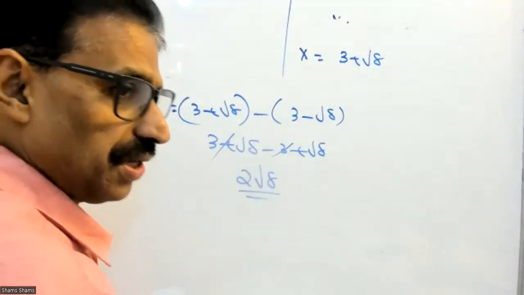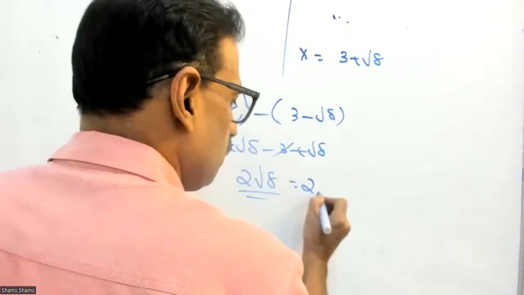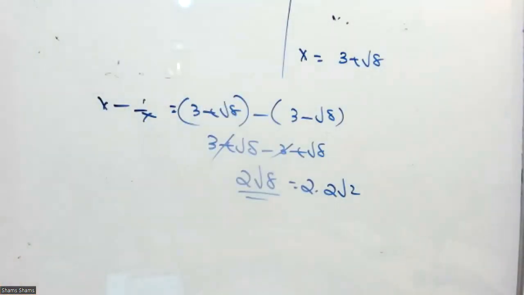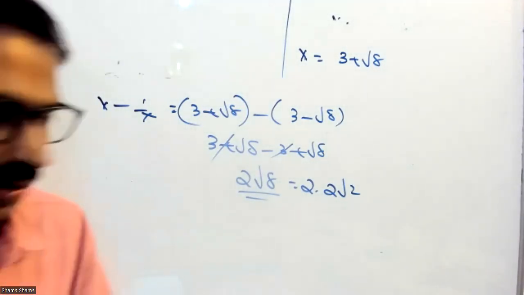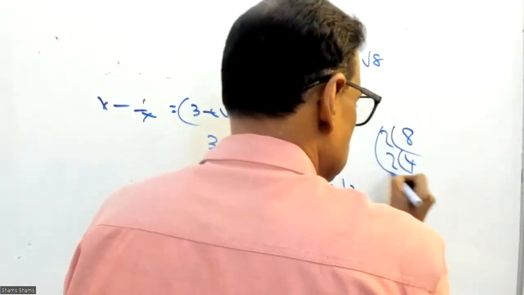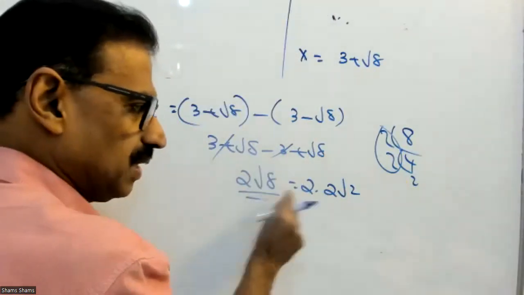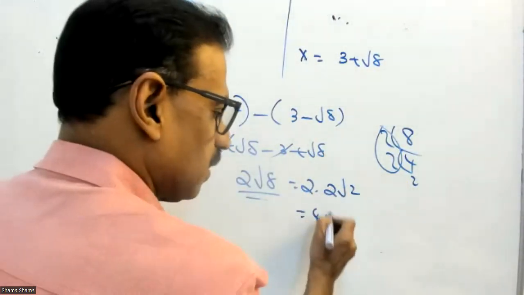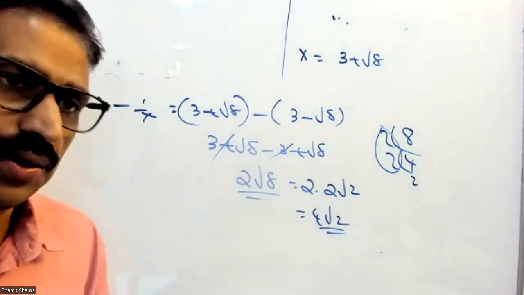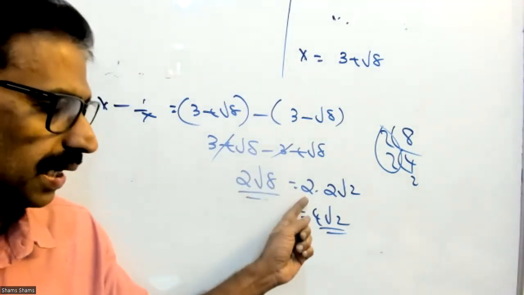We're all good, but tomorrow we can do a modification. 2 into 2 root 2, right? Root 8 is 2 root 2, right or not? Agree or not? See, root 8, you studied: 4 times 2. Root 8 means 2 root 2. So answer is 4 root 2. Correct this one. Did anybody get up to here? Okay, I know you maybe reached up to here.